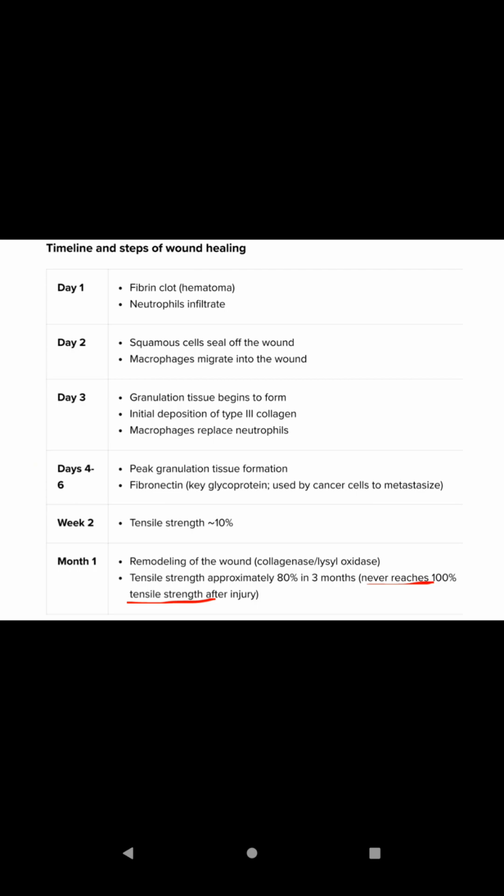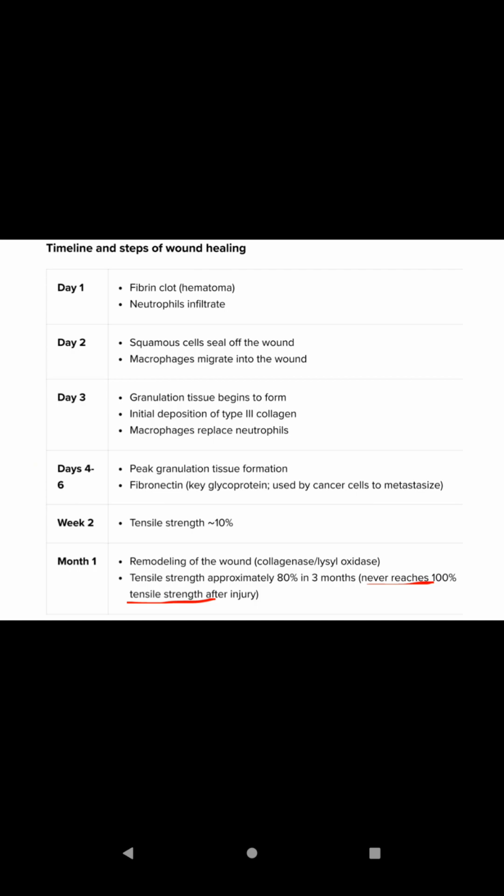Day 3, granulation tissue begins to form. We have initial deposit of type 3 collagen. We have macrophages replacing neutrophils. Day 4 to 6 we have peak granulation tissue formation. We have fibronectin, which is a key glycoprotein used by cancer cells to metastasize.